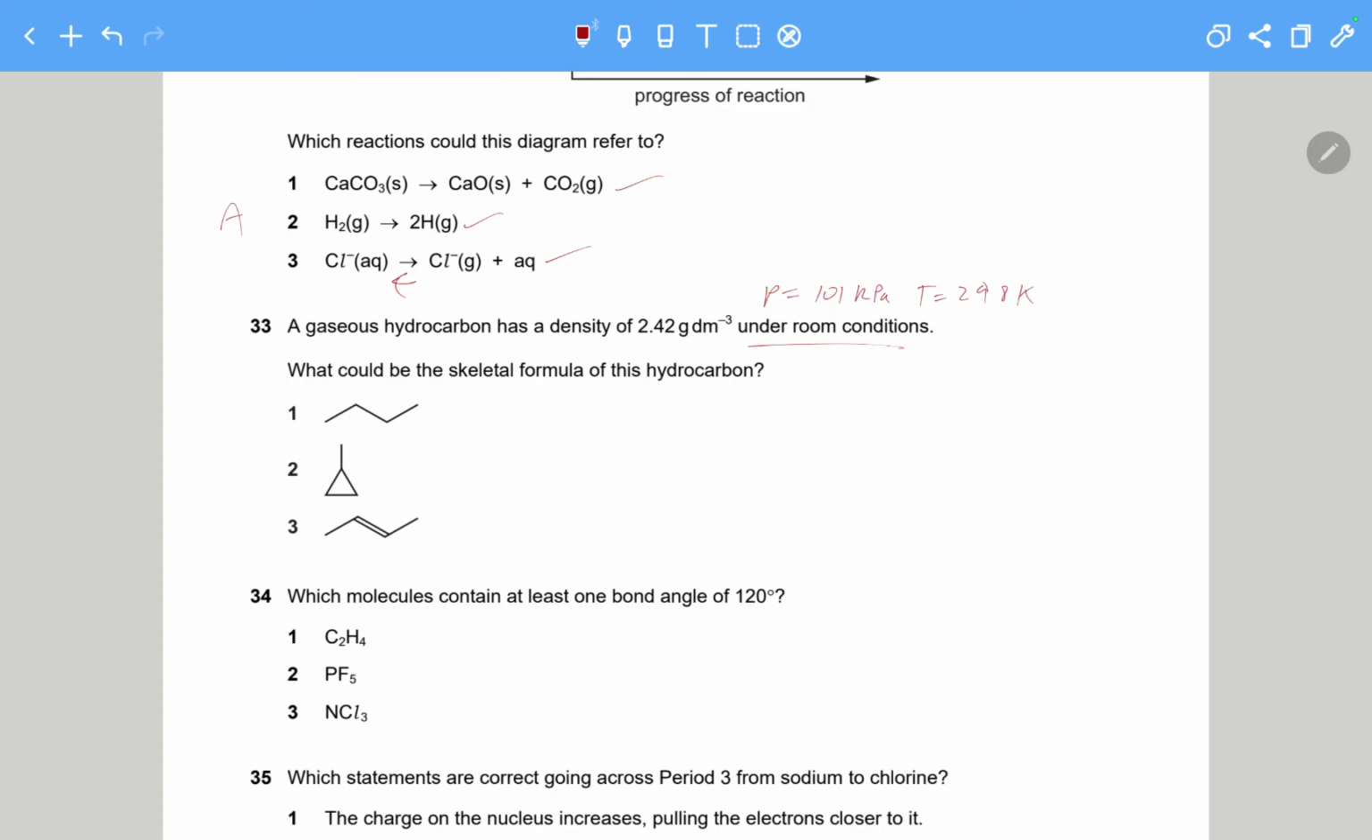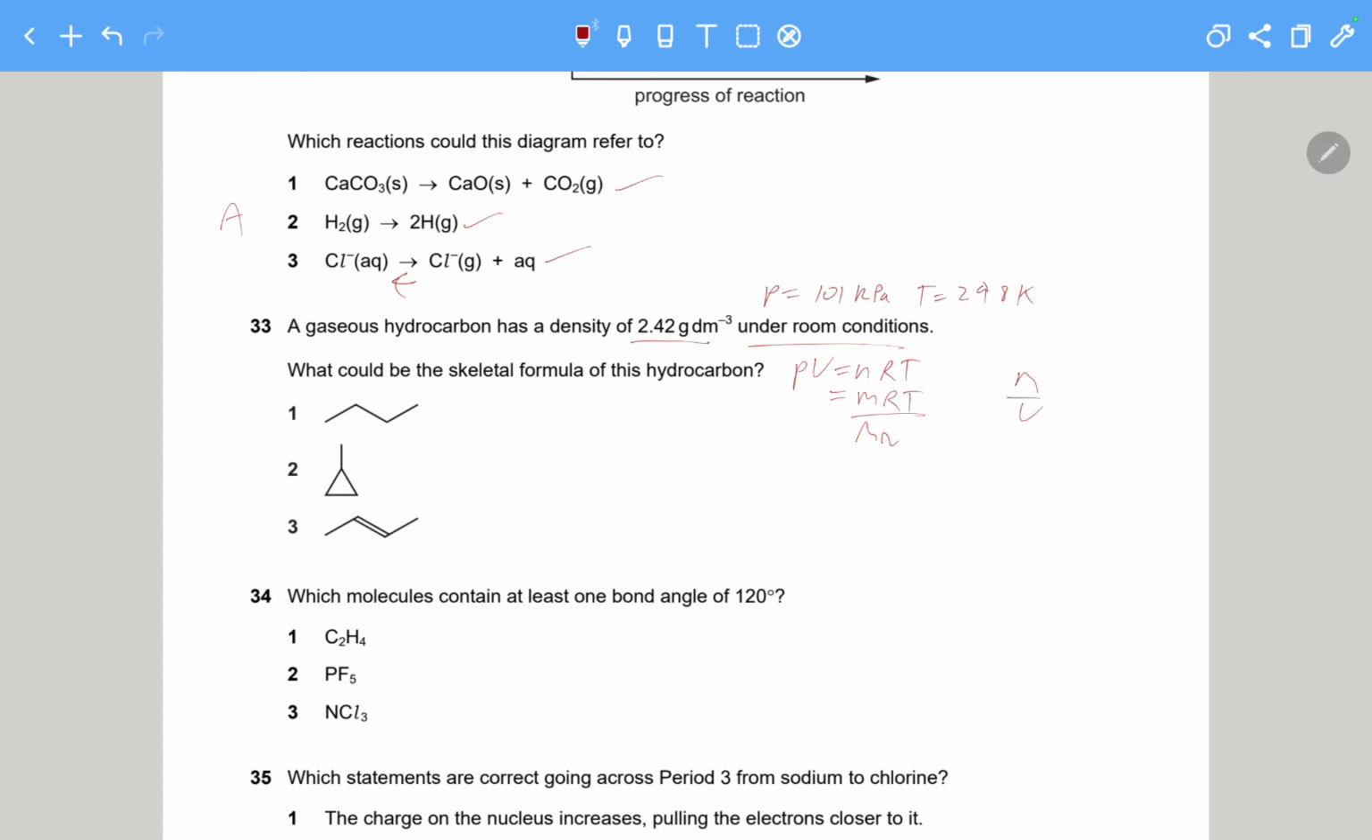And we also know that the ideal gas equation is PV is equal to nRT. n is the number of moles, which can also be written as m over Mr, the mass over the molecular mass, because m over Mr is n. They've given us the density. Density is mass over volume.